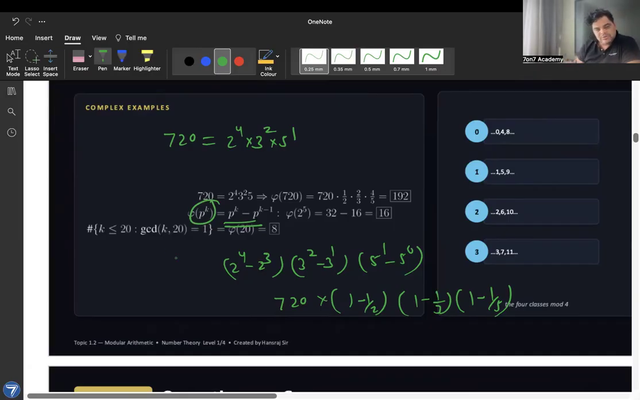So this is one way of evaluating, and this is another way of evaluating. With a larger number, I think this is easier. If you want to evaluate this Euler function of 720, then you write 720 times, for all the prime bases, 1 minus 1 divided by one prime, 1 minus 1 divided by another prime, like that we calculate.